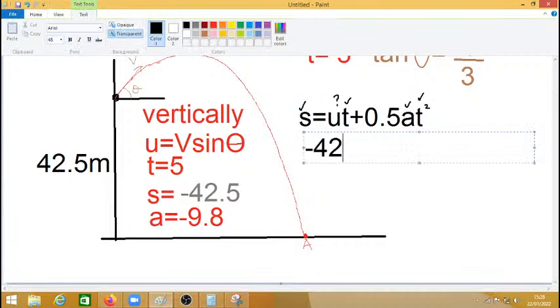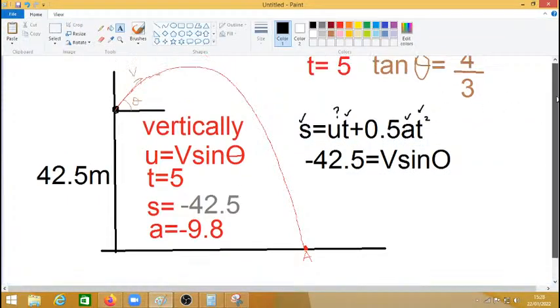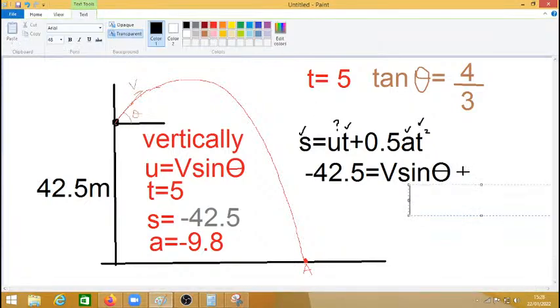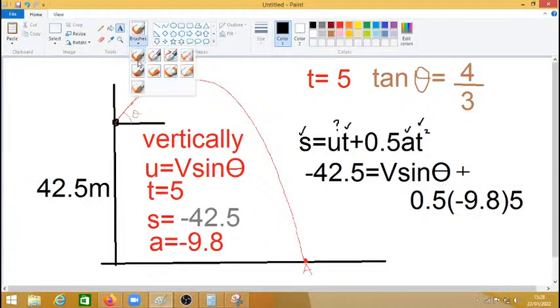We've got minus 42.5 is equal to u, which is v sine theta. Remember that theta we actually do know. It's just we're going to have to do a little bit of inverse tanning to get it, but we do know it. Plus, and then 0.5 times the acceleration of minus 9.8, and the t squared is 5 squared, can go in.